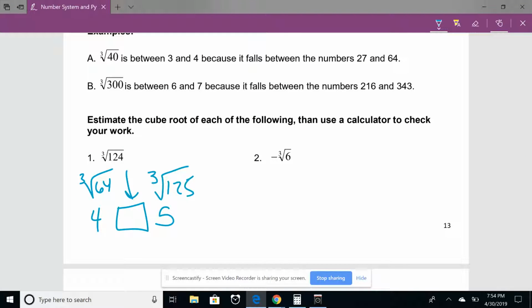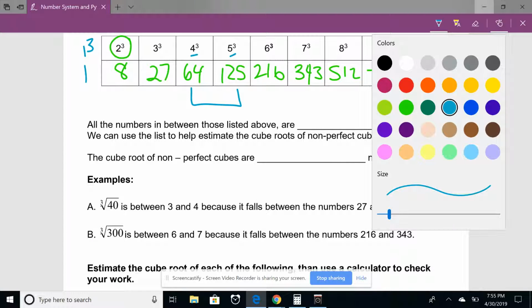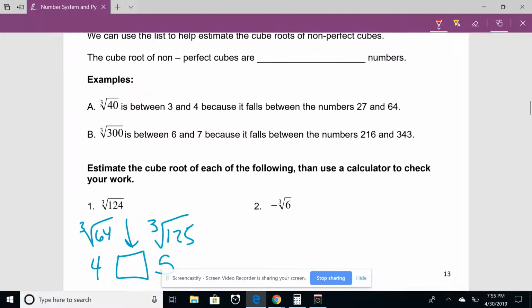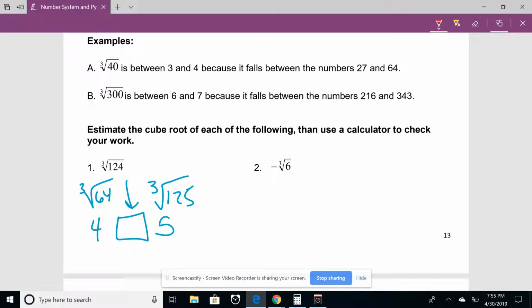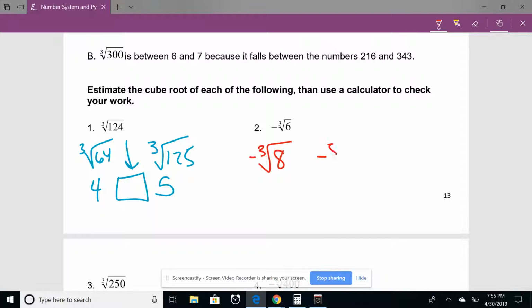All right, let's look at the next one. Negative cube root of 6. We know 1 cubed is 1, obviously. So 6 is in between 1 cubed and 2 cubed. And now it's negative, so I got to be careful. It's the negative cube root of 8 and the negative cube root of 1. So this number is in between negative 2 and negative 1.